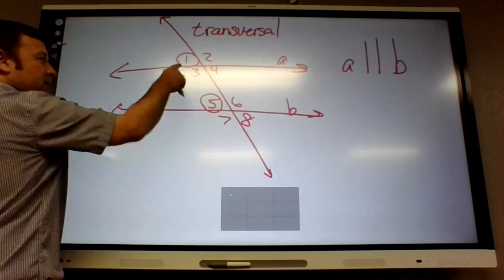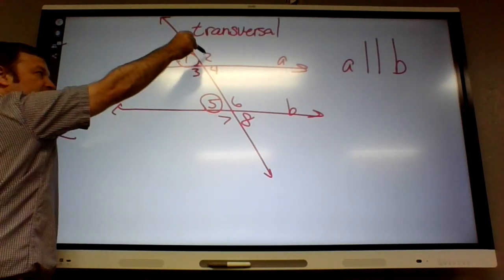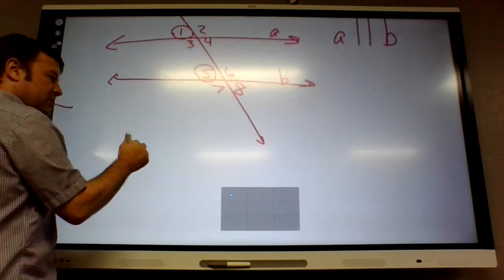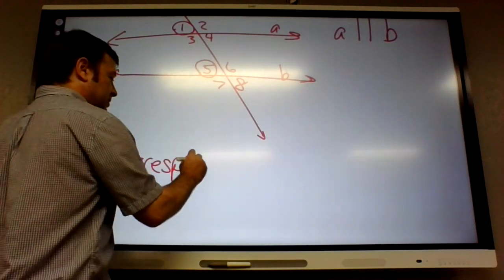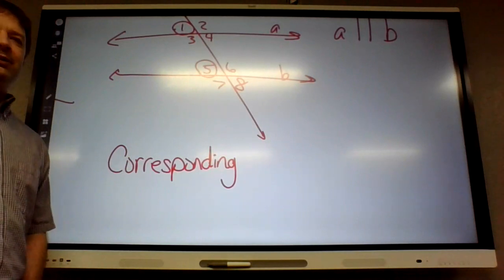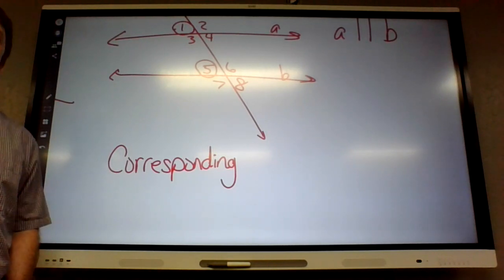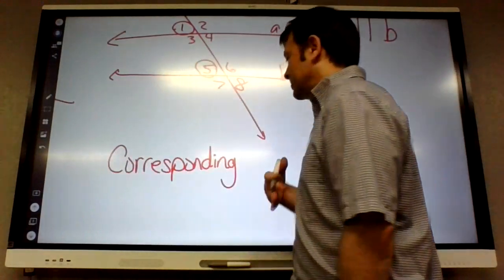What they call these two angles, 1 goes with 5, 2 goes with 6, 3 goes with 7, 4 with 8, those angles are called corresponding angles. Corresponding is a word that kind of means matching, like the US president corresponds to the prime minister in another country. The corresponding is like the matching part.